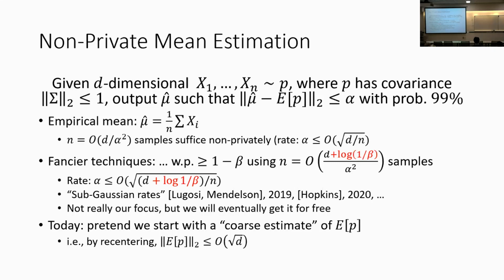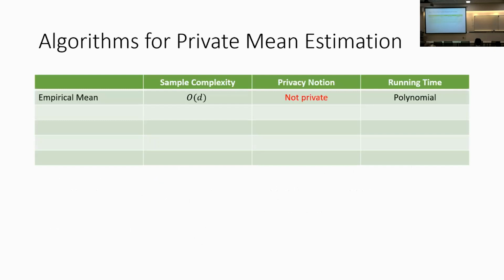Any other questions about the setting? Cool. So let's put this in this conveniently sized table, which we're going to revisit a few times. So empirical mean is great because it has linear sample complexity. That's a key thing I want to focus on. The fact that we have d-dimensional data, we need order d samples to get a good mean estimate.